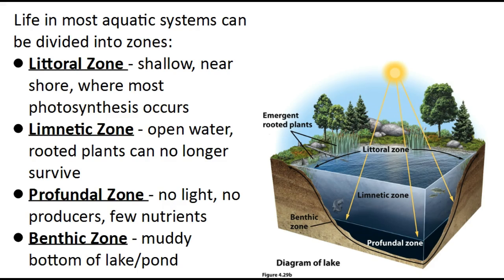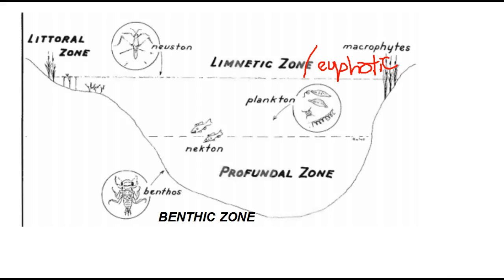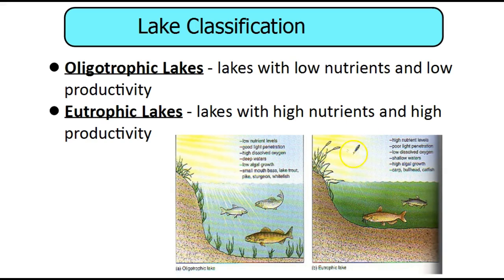Okay, so we went through the zones, just a refresher on this. We said the limnetic zone is the open water, the profundal zone is really deep, the benthic zone is that mucky bottom, and the littoral zone is where we get all of that vegetation and grass by the shore. So when we talk about lakes, like you guys did that drawing, we talked about eutrophication in previous chapters. So I'm going to give you a second to write this down.